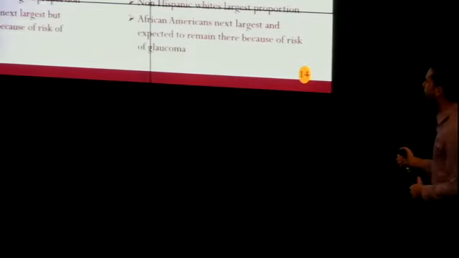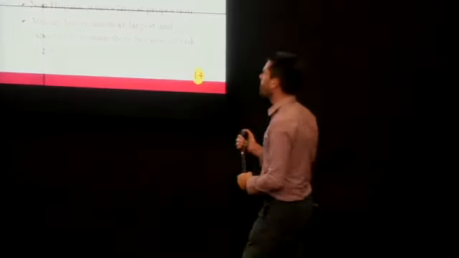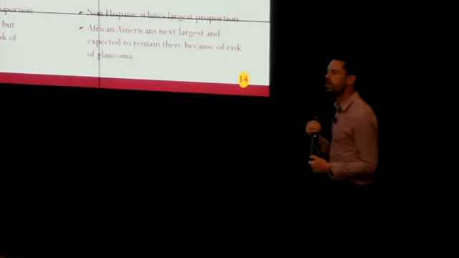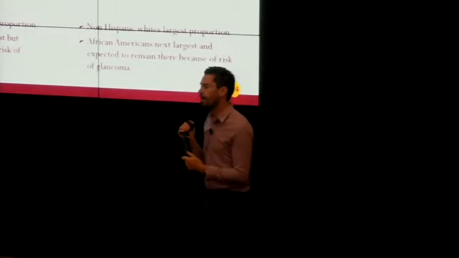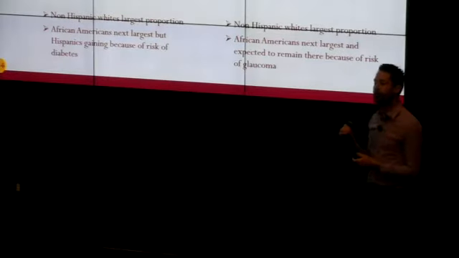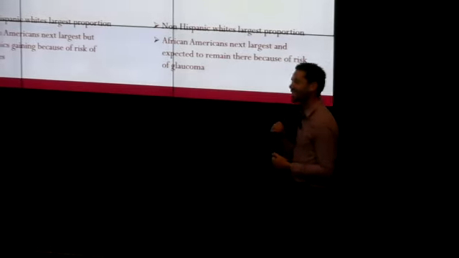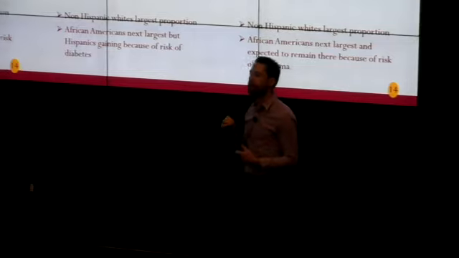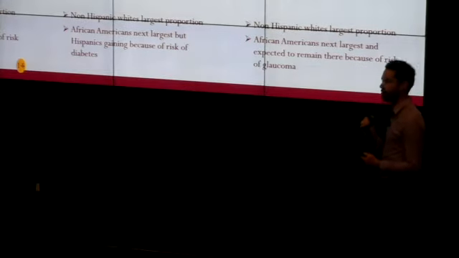Again, we're looking at non-Hispanic whites being the largest population, with African Americans basically following up quite quickly because of glaucoma. Okay? So different racial and ethnic groups are susceptible to different diseases as we age, more so than others. Again, this shows more of a genetic link, a genetic predisposition, but not something that is cause and effect. Okay, so it's not necessarily guaranteed.